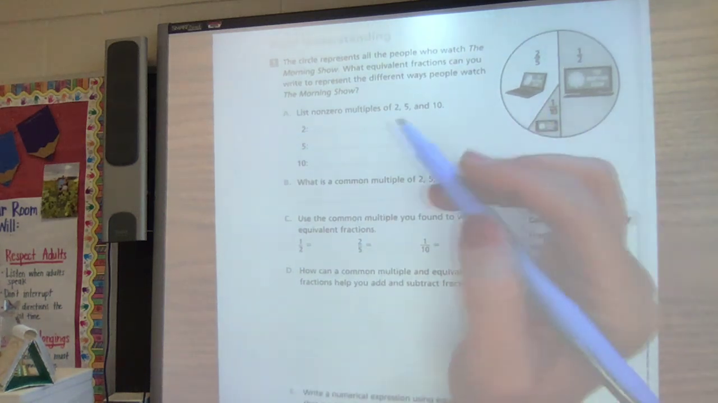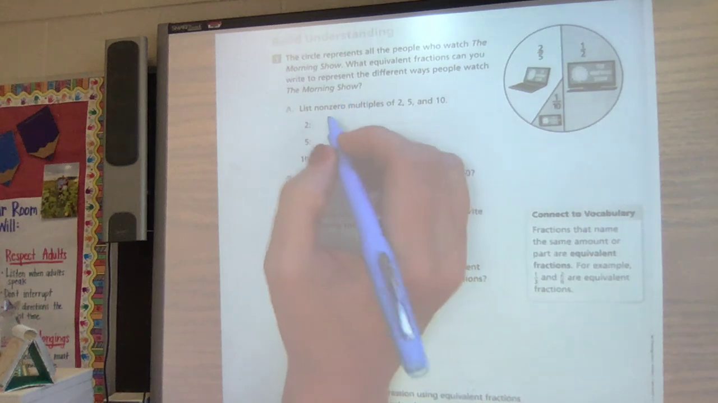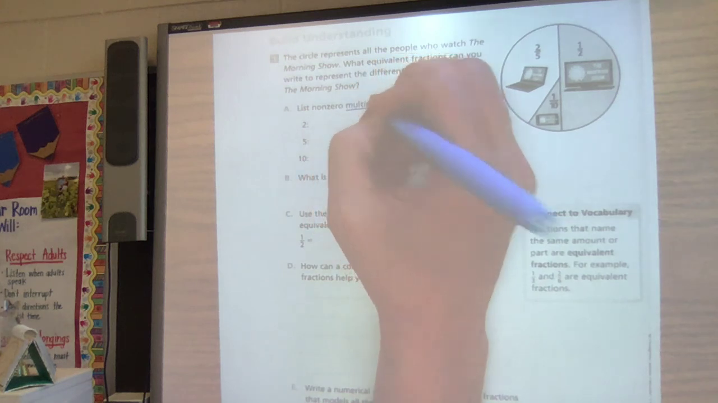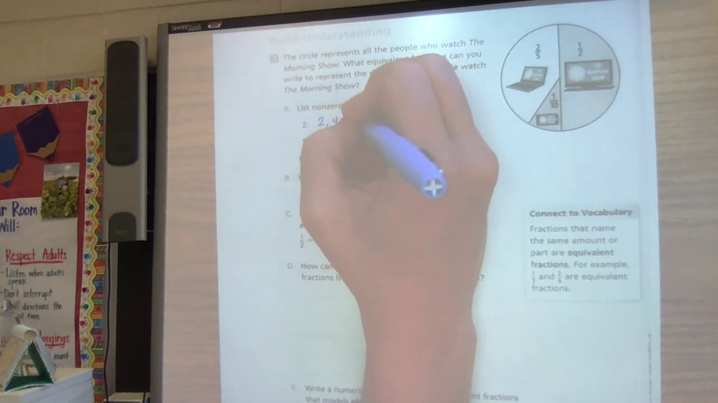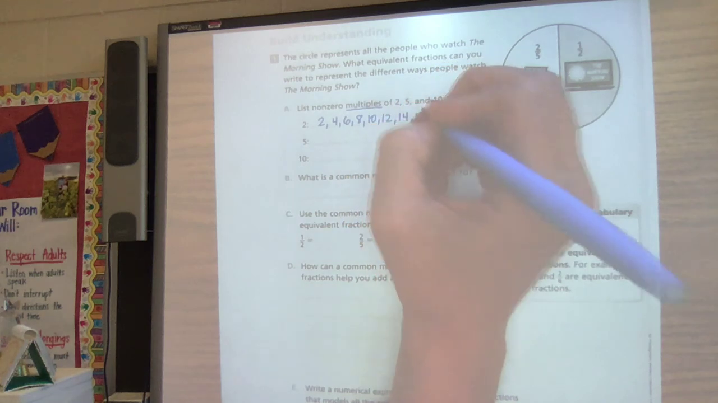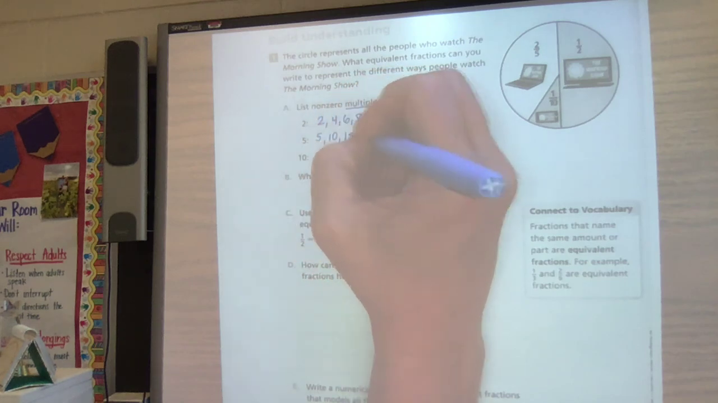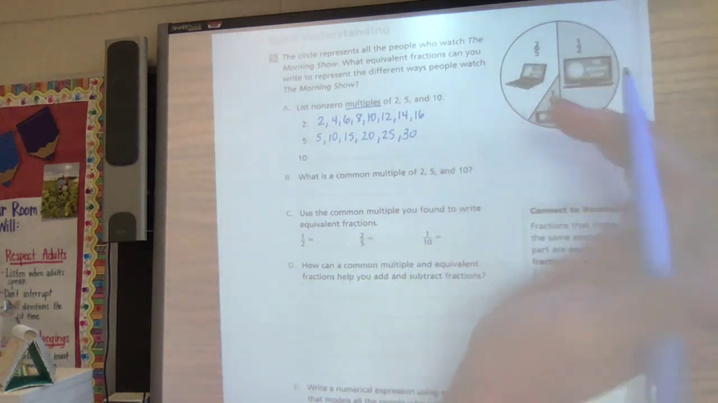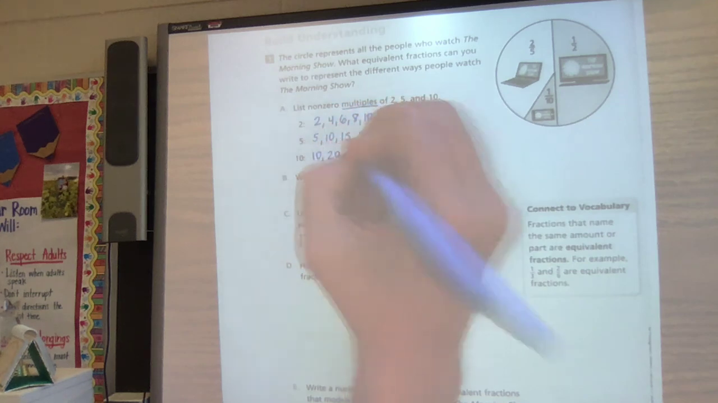Okay, let's think about what we could use, non-zero multiples of 2, 5, and 10. So that means you're not using 0. It just kind of means, what are multiples, means you're counting by them. So we've got 2, 4, 6, 8, 10, could go on and on. Let's count by fives. 5, 10, 15, 20, 25, 30. Now, if we're trying to find something they all have in common, I know to be a multiple of 10, you have to end in a 0. So I can look here.